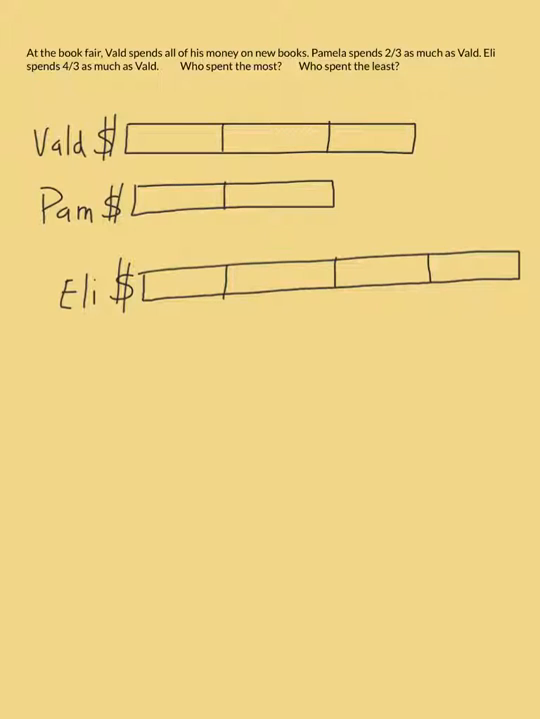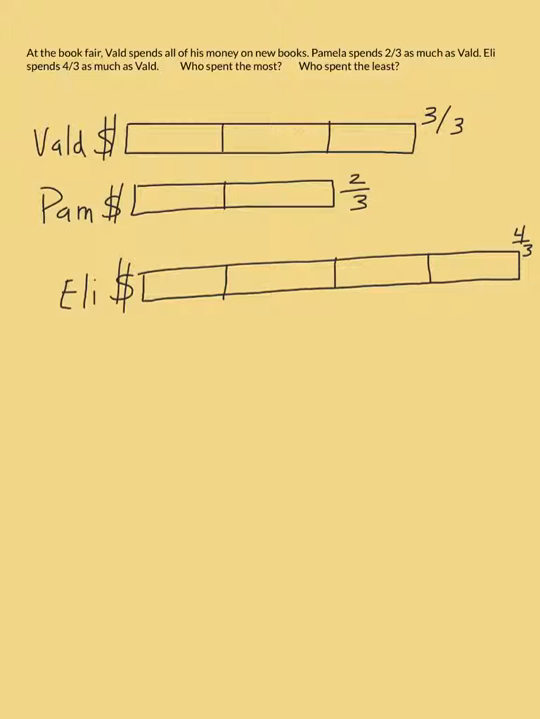So now the question is asking me, who spent the most, who spent the least? We know that Vald spent all of his money, which is equivalent to 3/3. And Pam was only 2/3, so I'm going to write hers as 2/3. And then Eli was 1, 2, 3, 4/3. So here we have our tape diagrams representing all three children.